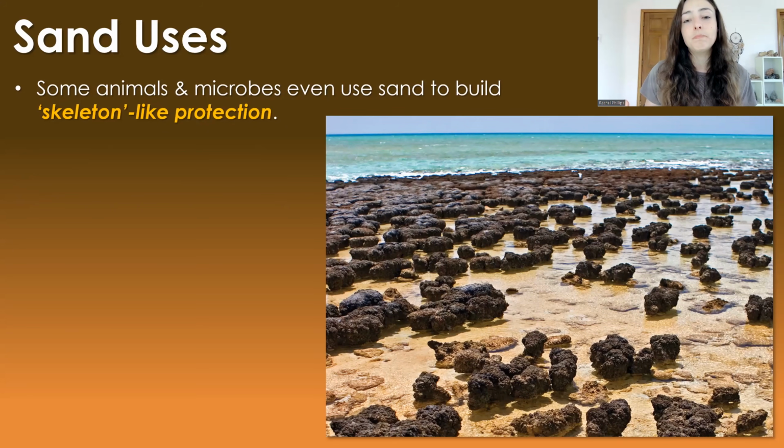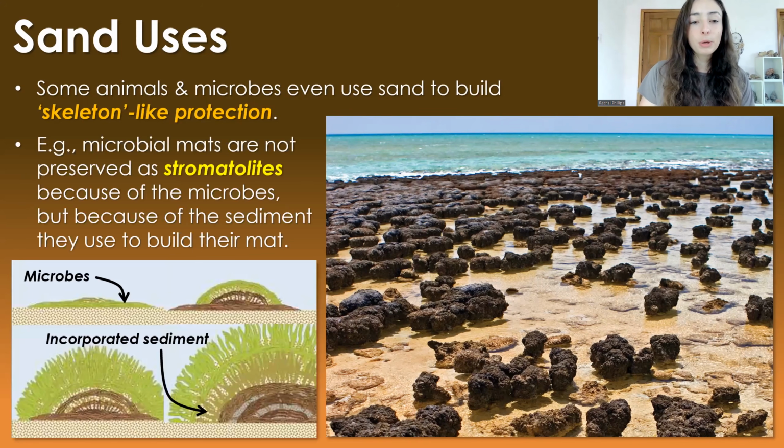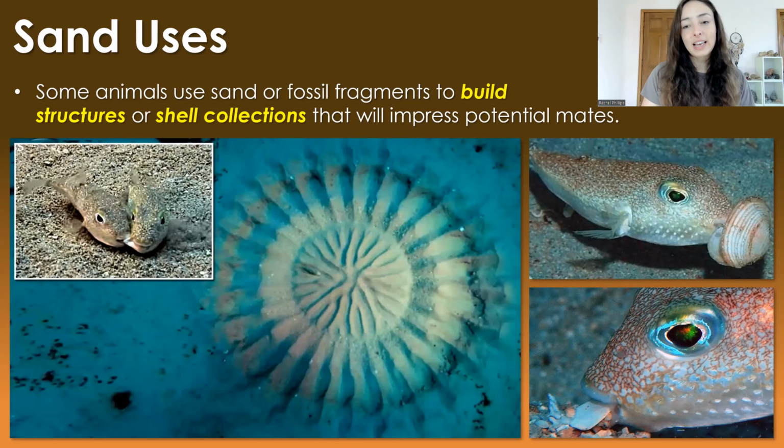Some animals and microbes even build skeleton-like structures for protection using sand and other sediments. For example, microbial mats like these stromatolites here form not because the microbes themselves are a hard, rigid structure, but rather because there's an incorporation of sediment into the structure to make it hard and rigid and protect the microbial communities. Lastly, and my most favorite use of sand and fragments like shells by animals is in some pufferfish. They use sand, sediment, fossil fragments, and mollusk shells to build structures and shell collections that will impress potential mates. So they use it for mating.